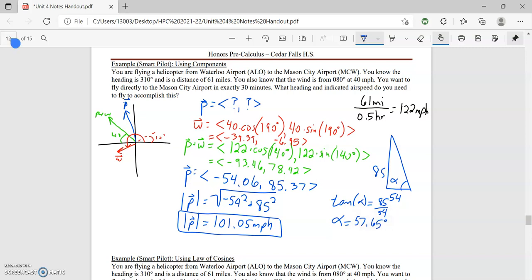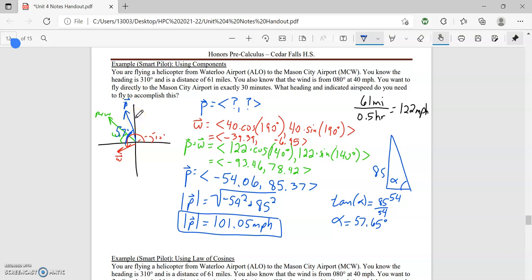57.65 degrees. But again, first of all, I apologize, that is not shown very well here. That should be closer to the P plus W, but nonetheless, the alpha angle, that's here, right? That's the 57 degrees because we use the negative 54 up 85. So we found that 57 degree angle, but the problem is we need to use heading.